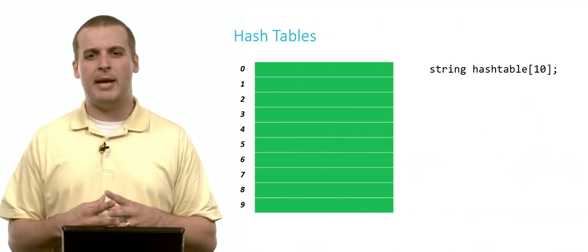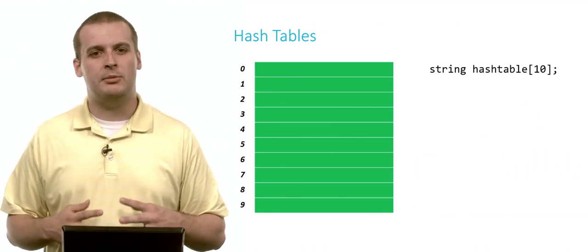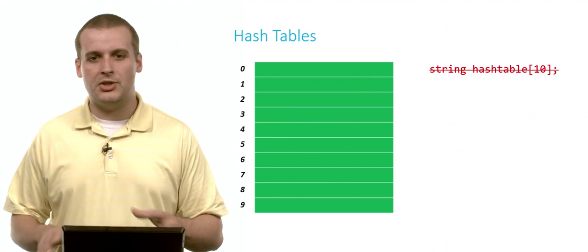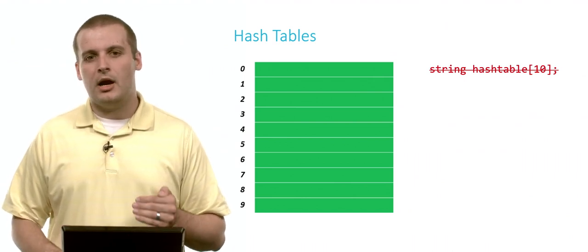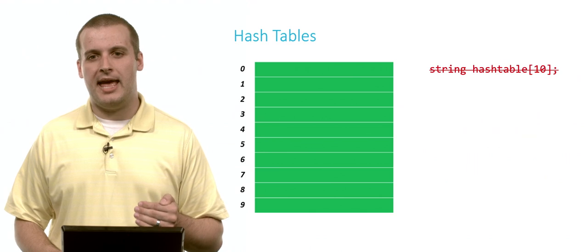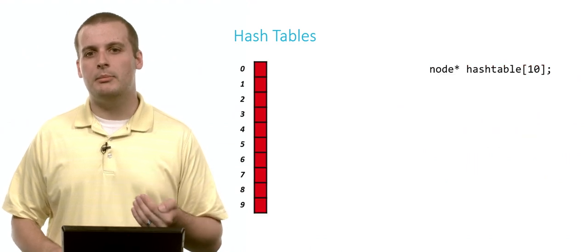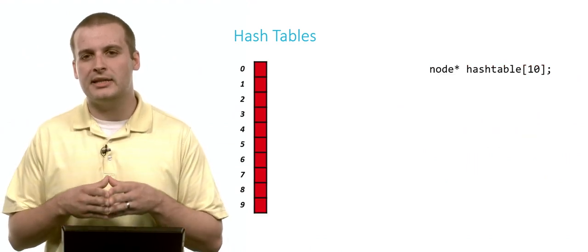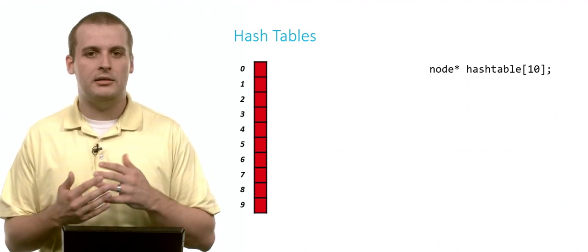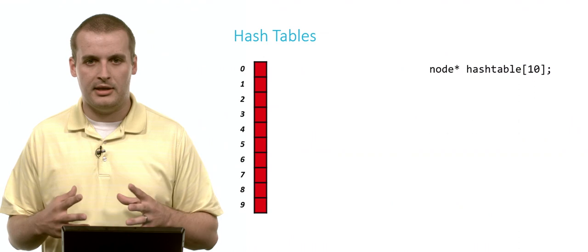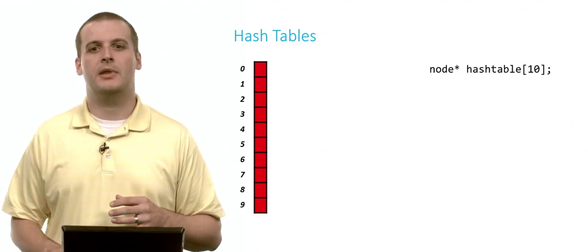So this was the hash table we had before. We declared a hash table that was capable of storing 10 strings. Well, we're not going to do that anymore. We already know the limitations of that method. Now, our hash table is going to be an array of 10 nodes, pointers to heads of linked lists. And right now, it's null. Each one of those 10 pointers is null. There's nothing in our hash table right now.